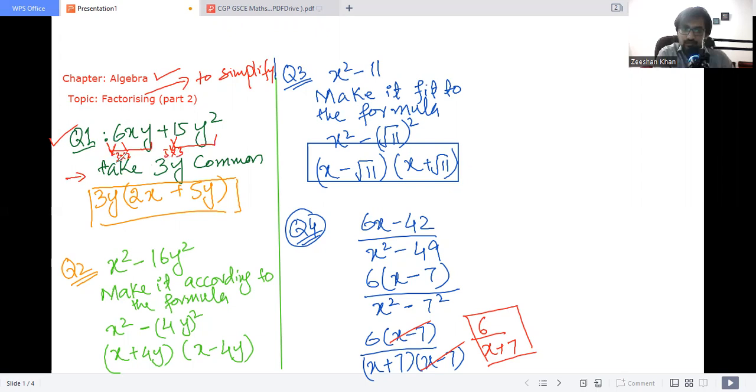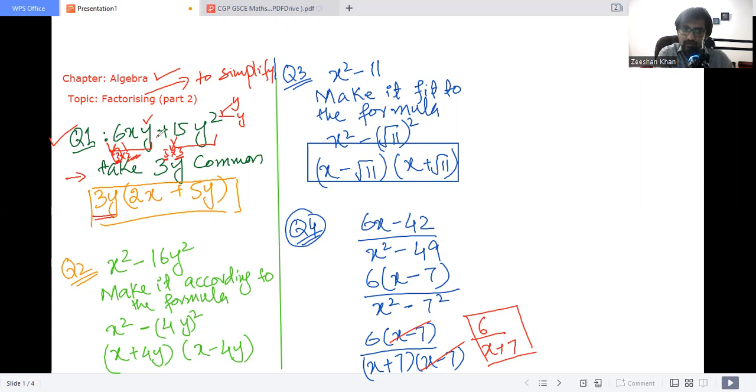Now, if you see here, 3 is common here, 3 is common here. And also y is common here and y is common here as well, because y square is equal to y and y. Okay, so you will take 3y common. So what will be left here? 2x will be left here because we have taken this 3 outside.